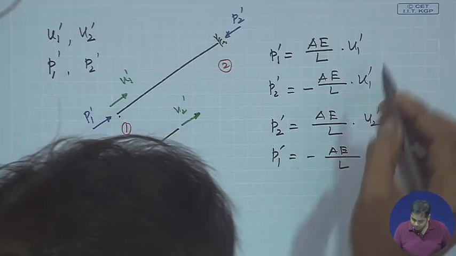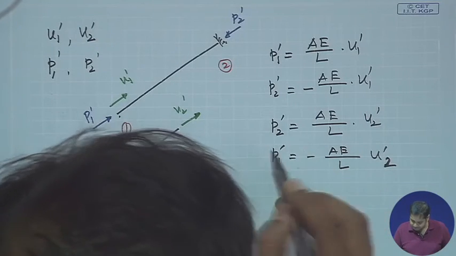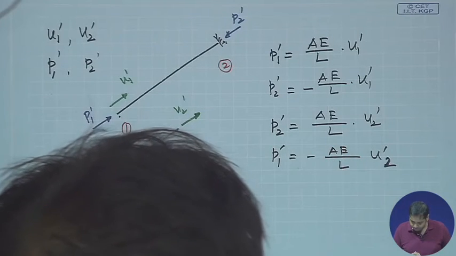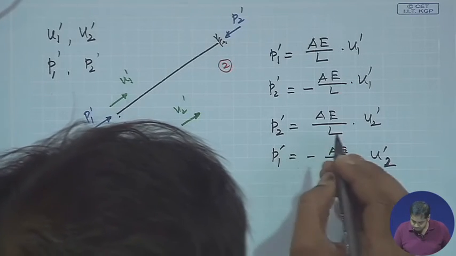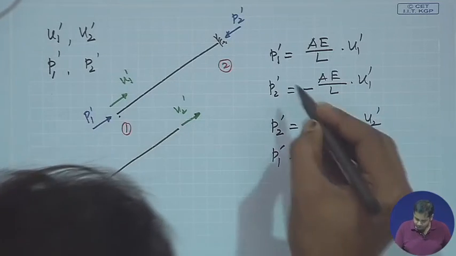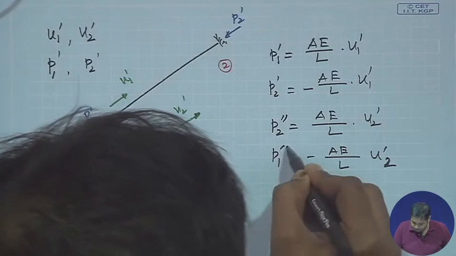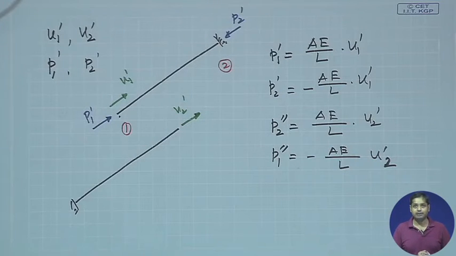What name can we give this? Okay, this P2 and this P2 are not the same. So let's call it P2 double dash. This is P2, P1 double dash. This is fine, absolutely.